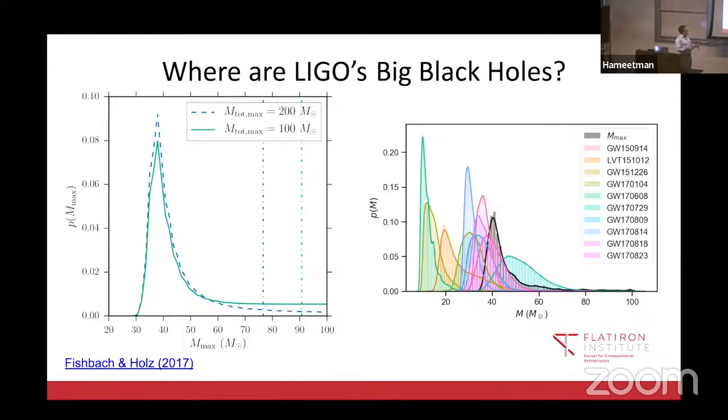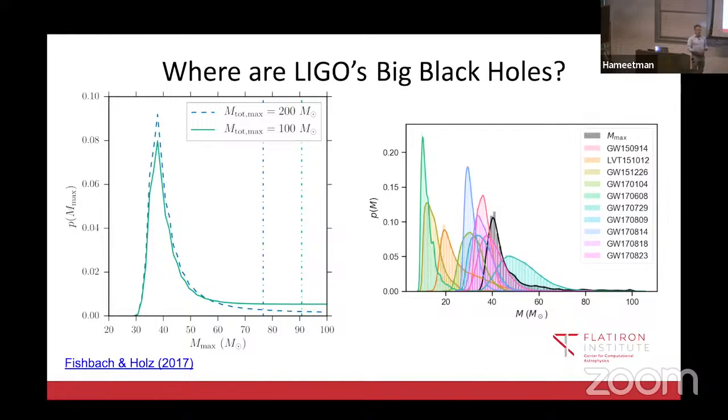Okay, so after our very first catalog, 10 binary black hole mergers in LIGO, Maya Fishbach, who's now at the University of Toronto, when she was a beginning PhD student with Dan Holz at Chicago, wrote a very influential paper. The title is Where Are LIGO's Big Black Holes? At the time, we had a catalog of 10 binary black hole mergers, and our estimates of their total mass are just plotted here. And you can see that even the most massive of them maybe was a total mass of 60 or potentially 70 solar masses, but not heavier.